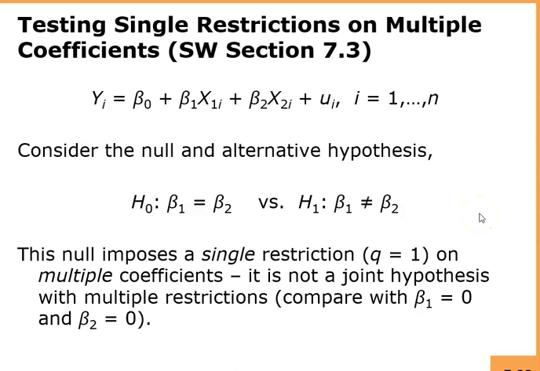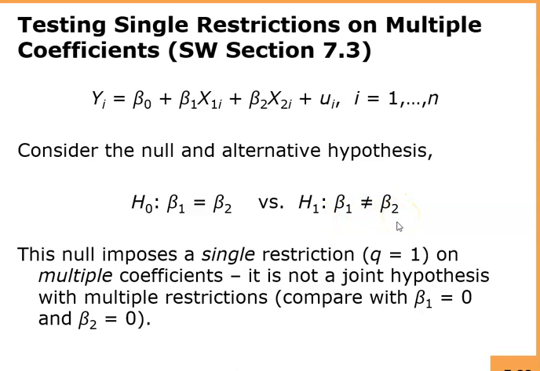So just as we can jointly test the null hypothesis that beta 1 is equal to 0 and beta 2 is equal to 0, we can also sometimes need a null hypothesis that two coefficients are equal to each other. For example, if we estimate this equation over here, we can test the null hypothesis that beta 1 is equal to beta 2 versus the alternative hypothesis that beta 1 is not equal to beta 2.